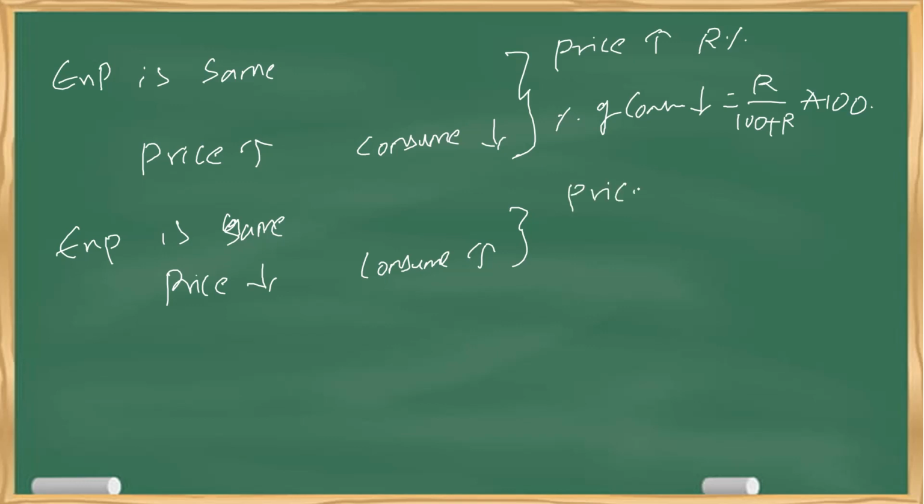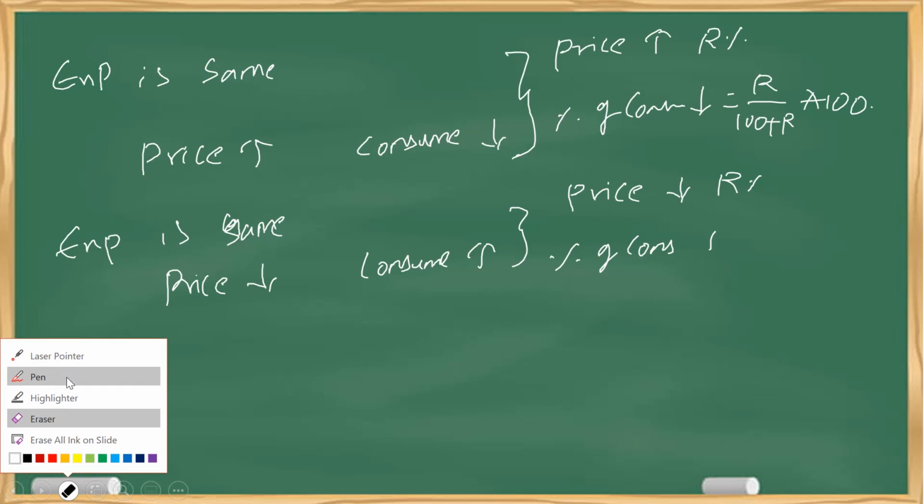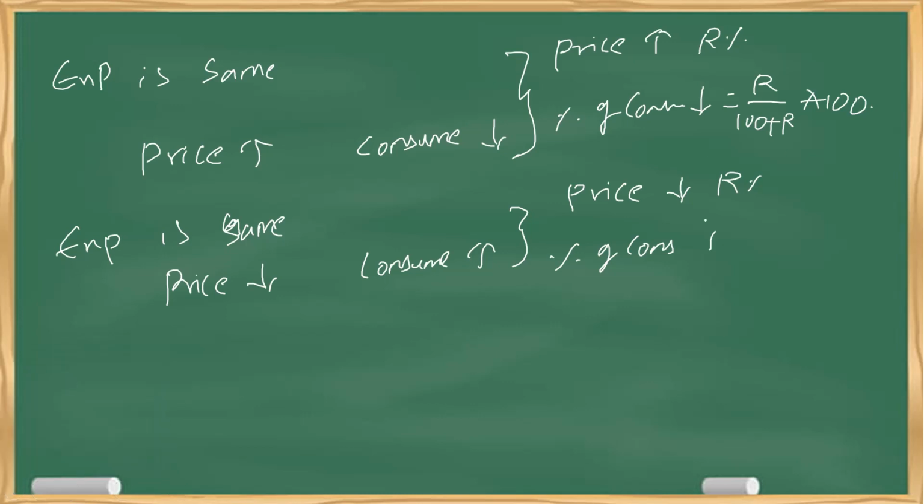In this situation, when the price of the commodity is decreased by R percent, then the percentage of consumption increased, I'm sorry, I'll erase this part, a small thing. Okay, so the consumption increase is equal to R by 100 minus R into 100.